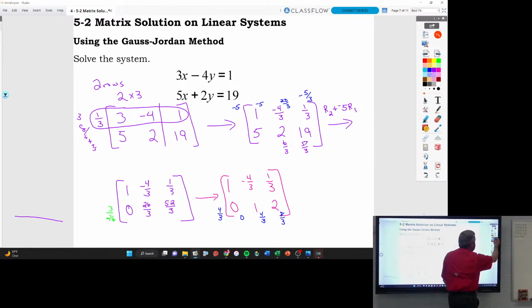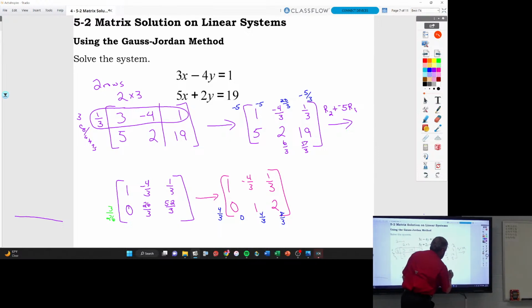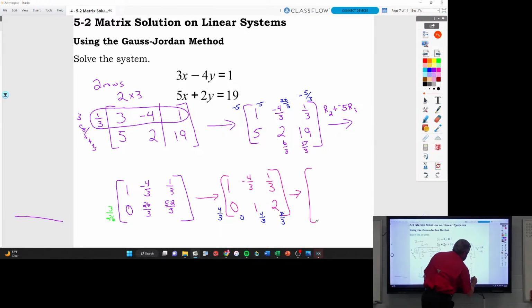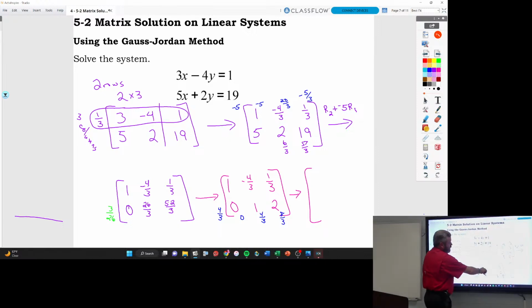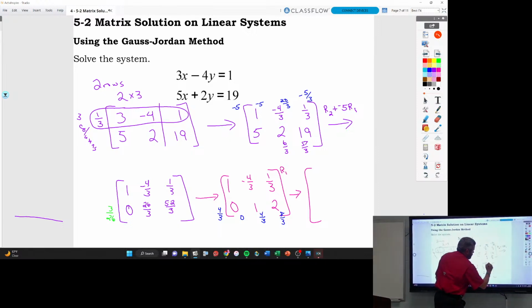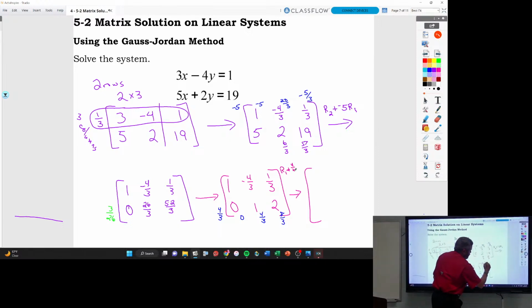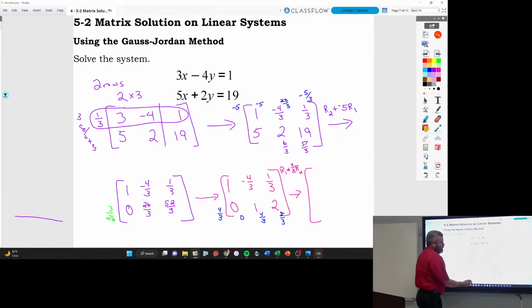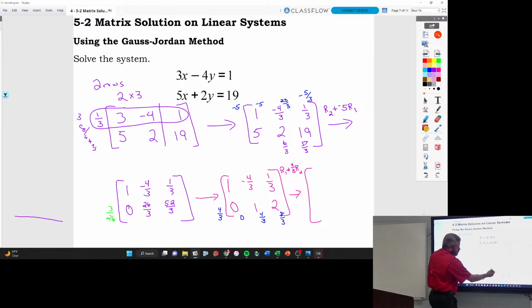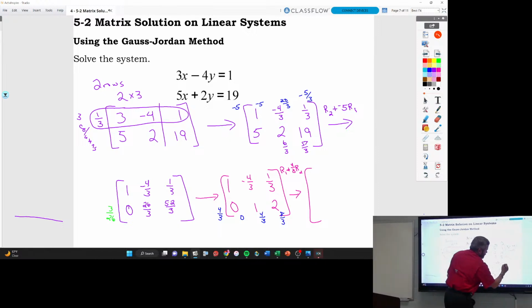And so now that I've done that, I'm going to take row 1 and add 4 thirds of row 2, and I'm going to put that in place of row 1. So again, here's my row 1: 1, -4 thirds, and 1/3. I'm going to combine that with what I wrote down here in blue, where I took row 2 and multiplied it by 4 thirds. So 1 plus 0 is 1.